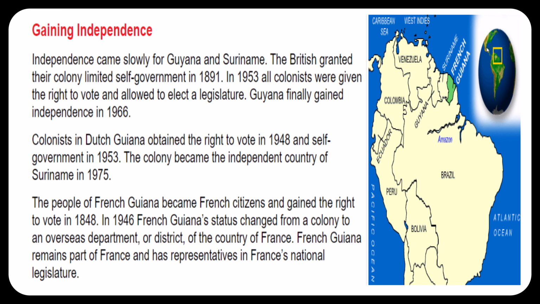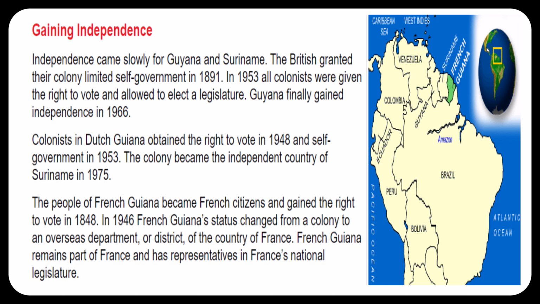And now we can answer question number 14. What happened to Guyana in 1966? They finally gained their independence. Question 15. What happened to Suriname in 1975? They also gained their independence.